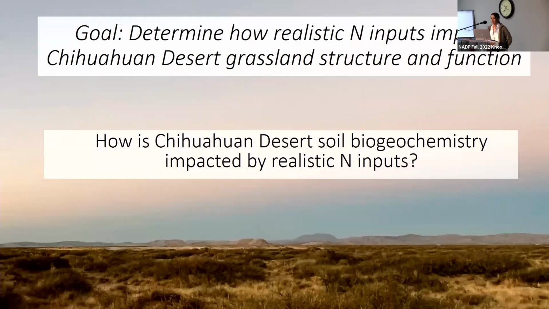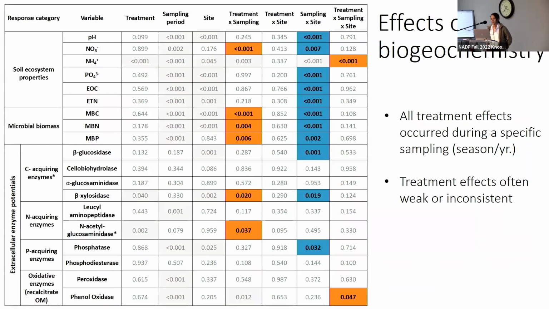Now I'm going to go over the effects on biogeochemistry. We measured quite a few things: soil pH, nutrients, extractable organic carbon, total nitrogen, microbial biomass, and carbon, nitrogen, and phosphorus activities, and some other stuff that I didn't want to stuff into this. But as you'll see here, a lot of the treatment effects occurred during a specific season and year. But like the plants, the treatment effects were often weak or inconsistent, and I'm not going to go over all of the treatment effects, but I'm just going to give you a little taste of it.